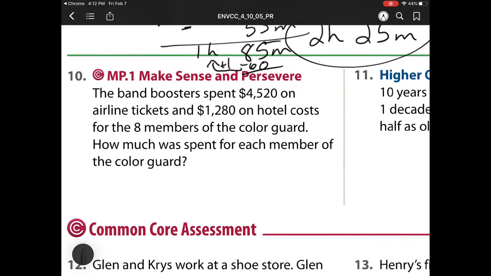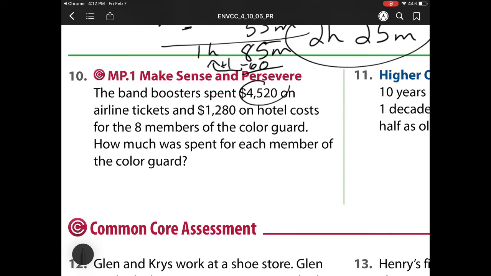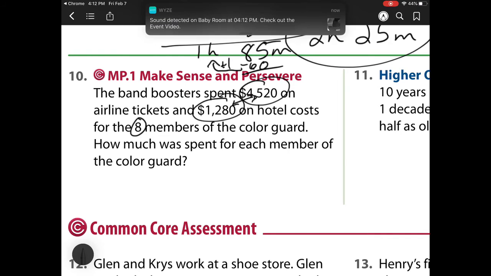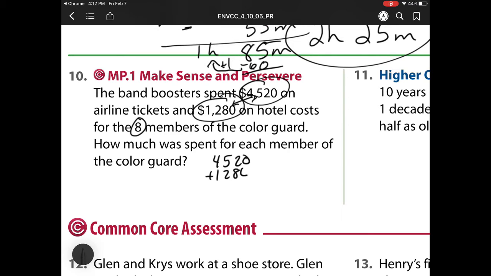For number 10, the band boosters spent $4,520 on airline tickets and $1,280 on hotel costs for 8 members of the color guard. How much was spent for each member? Well, first I have to figure out what the total amount spent was, so I have to add those two together. So 4,520 plus 1,280. So I'm going to add them together, and I'm left with 5,800.